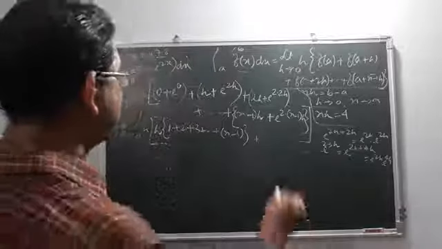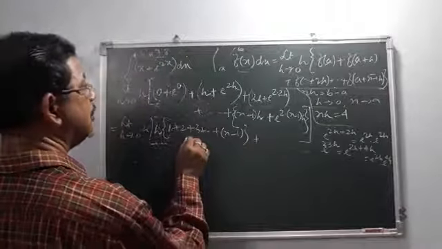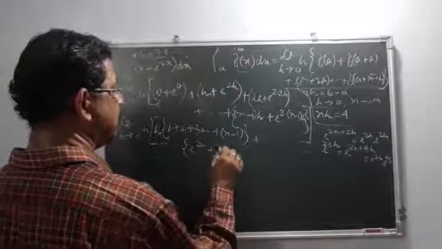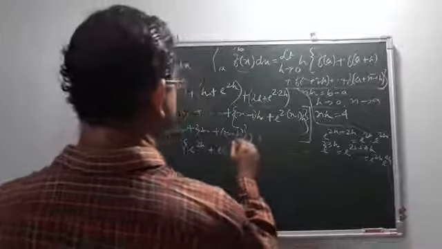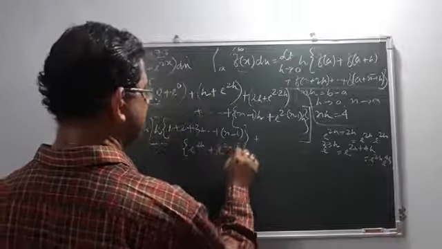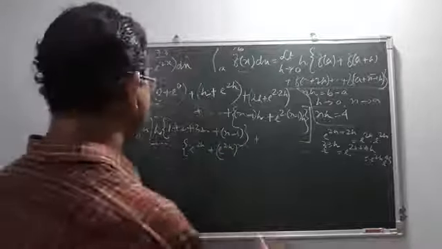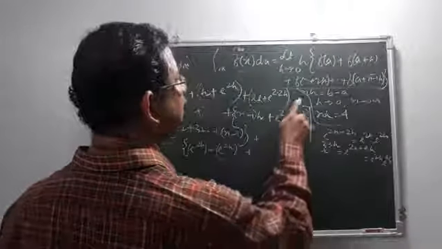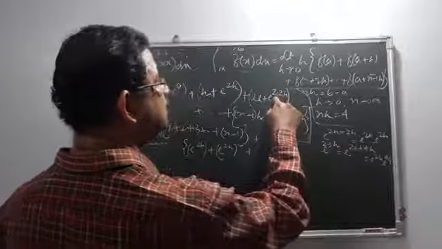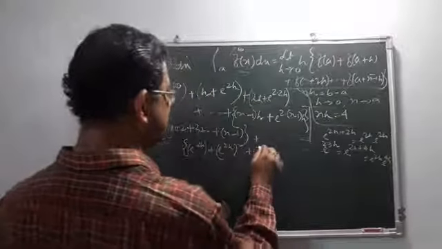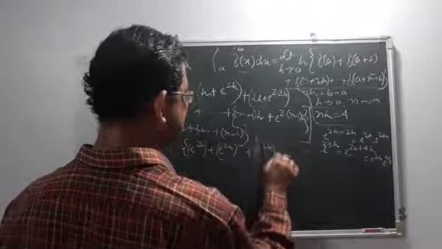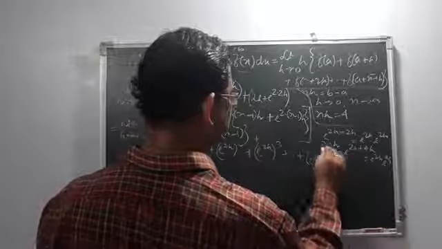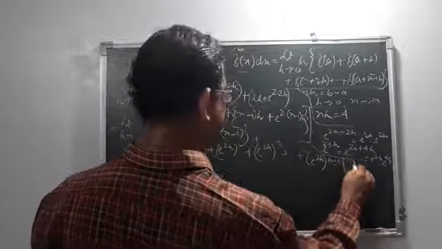So better I will write it once. So it will be e to the power 2h, then e to the power 2h whole square, then 2 into 3h, so it will be e to the power 2h whole thing cube. In this way the last one will be e to the power 2h to the power n minus 1. So this is our term.